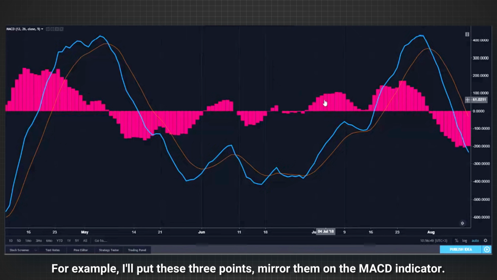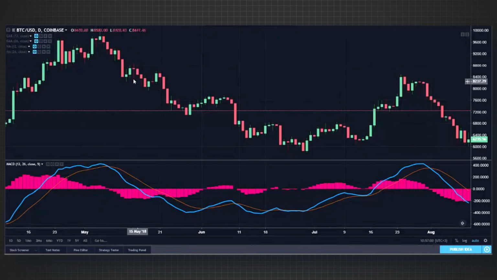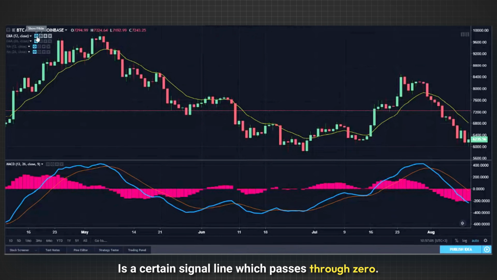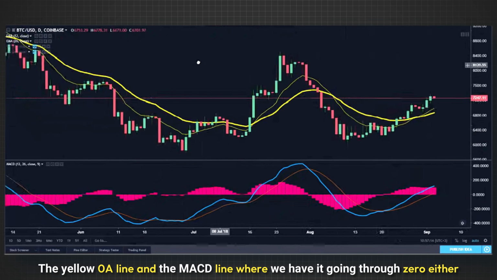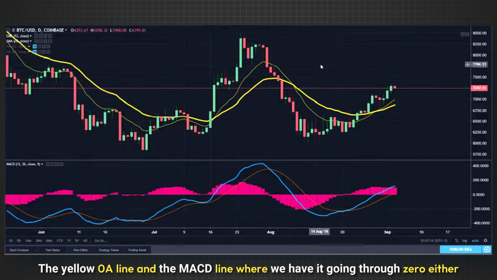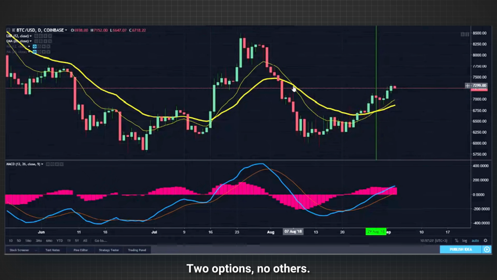For example, I'll put these 3 points, mirror them on the MACD indicator. So let's just copy through Control like this and see what we got. And what we got is this. What we have on the MACD indicator is a certain signal line, which passes through 0. I will put a 0 to make it clearer. The yellow line is the zero line, and the MACD line goes through 0, either from the bottom up or from the top down. Well, that's basically it. Two options, no others.